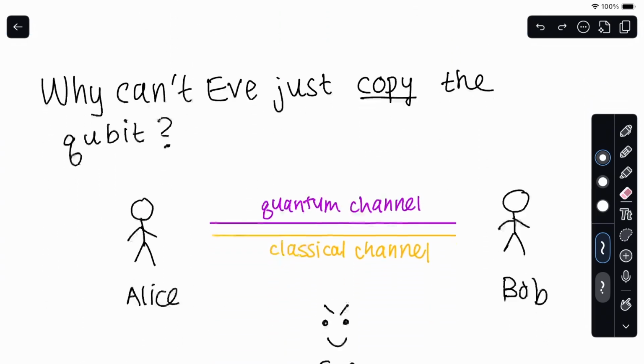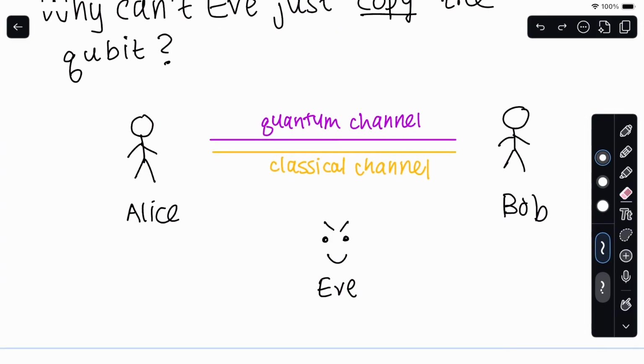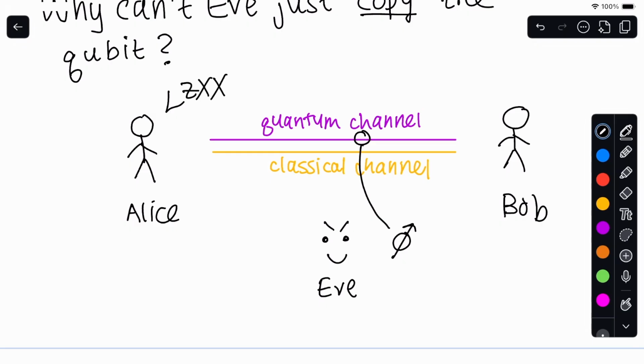So one question you might ask is, why can't Eve just copy the qubit? So Alice is sending a qubit over to Bob, and then why can't Eve just grab the qubit, make a copy for herself, and then wait until Alice and Bob announce what bases they chose. And then she knows that whenever they were in agreement, she should also measure in that basis. And then she just performs her measurement and she learns their key in that way.